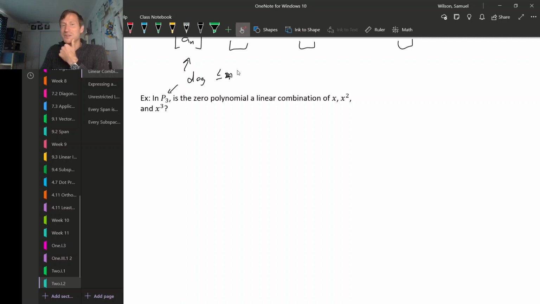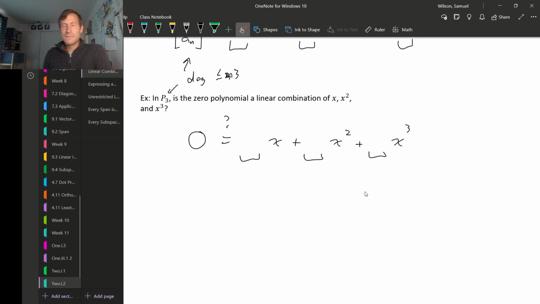Sorry, less than or equal to 3. Is the 0 polynomial a linear combination of x, x squared, and x cubed? So the 0 polynomial, I guess we could write that as just 0. Is it possible to write this as some scalar times x plus some other scalar times x squared plus some other scalar times x cubed?